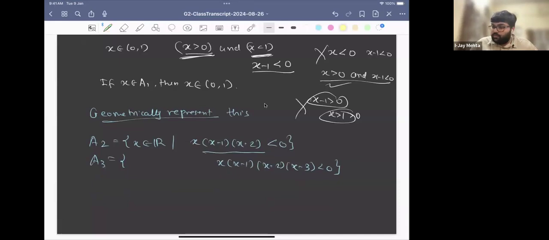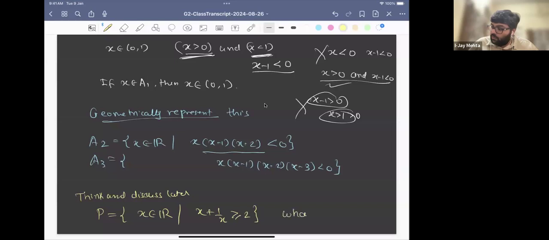Also think and discuss later. This you can do for later. This set: first check whether it is empty or not. What is an element in the set? What element is not in the set? Okay, identify this. Okay, yeah, Gokul, you can stop.